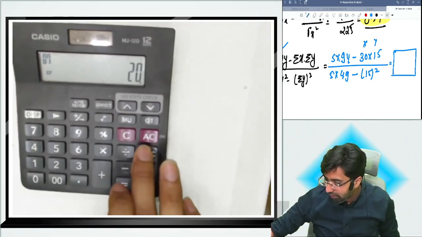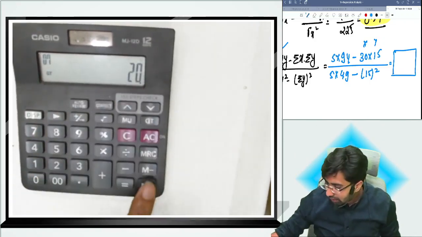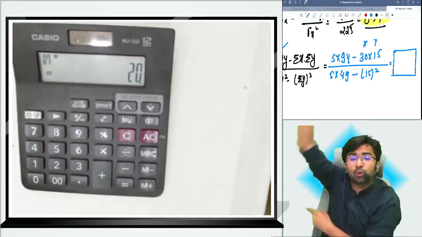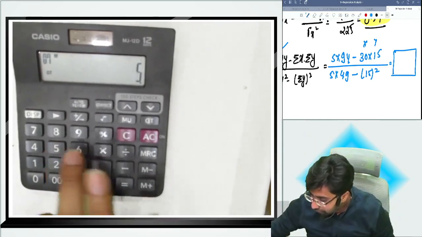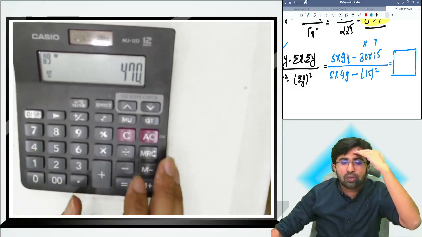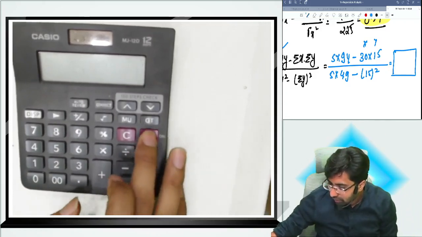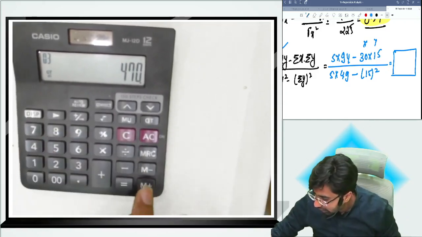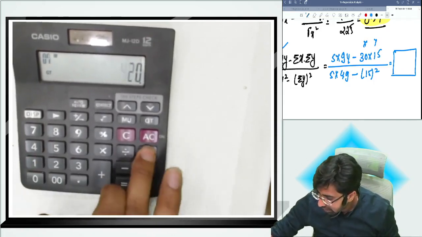Guys, now do one thing. Click MRC 2-3 times so memory will be vanished. Now you are having 20. Now just save 20. Again M plus. I want to use this to divide something else, correct? Now let's solve the numerator. Wait, guys, you have to hold 20 in your mind. Clear the memory. 5 into 94 is equals to M plus. 30 into 15 is equals to M minus. MRC.